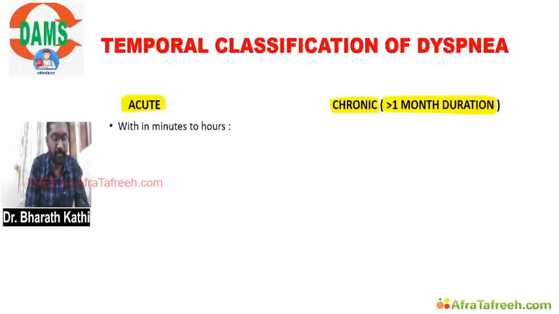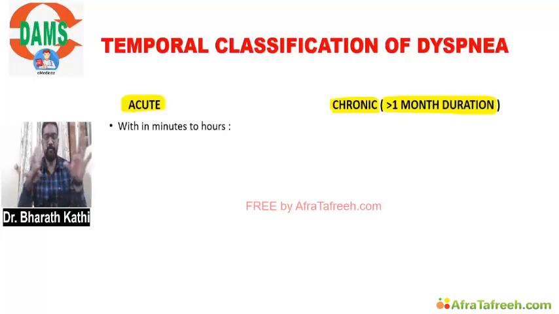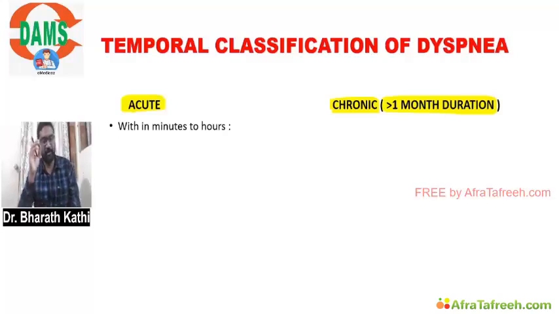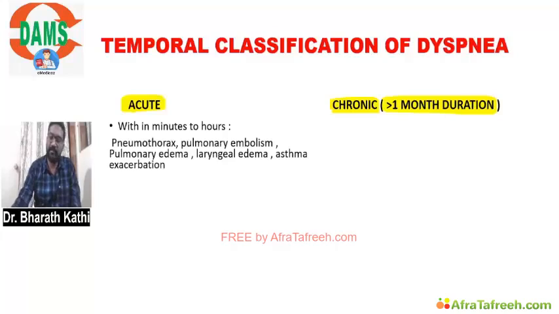Sudden onset of breathlessness. Suppose there is a patient who says, doctor, until 9 o'clock in the morning I was absolutely fine, but from 10 o'clock I am having a lot of shortness of breath. What are the diseases that can cause breathlessness within minutes to hours? Anybody can answer. In acute, you can call it hyperacute, within minutes to hours. These are the dangerous diseases.